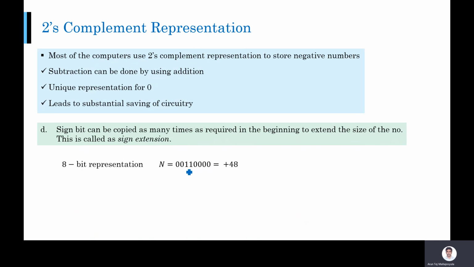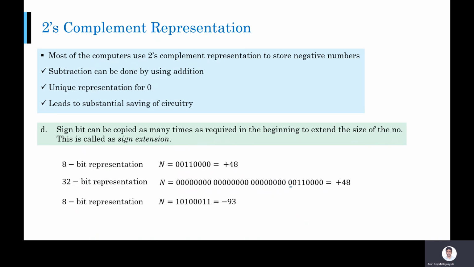In 8-bit representation, this is my number. One example I am taking: 00110000. It is equal to 48. If I want to use this in a 32-bit system, this has to be represented in 32 bits. All I need to do is copy whatever your sign bit is, 0 here, as many times as needed. Here I am copying it another 24 times, and I am going to get the same number. Right? You can take a negative number also. This is an 8-bit representation for some number n, which is equal to minus 93.